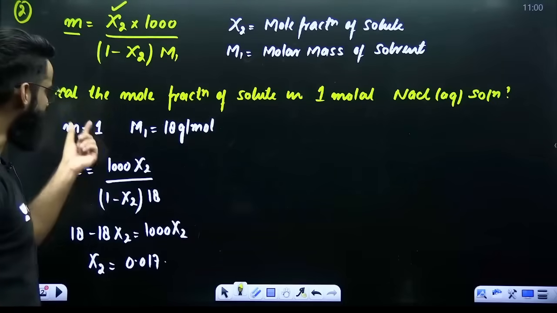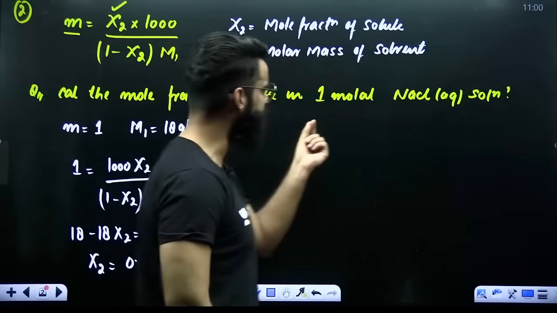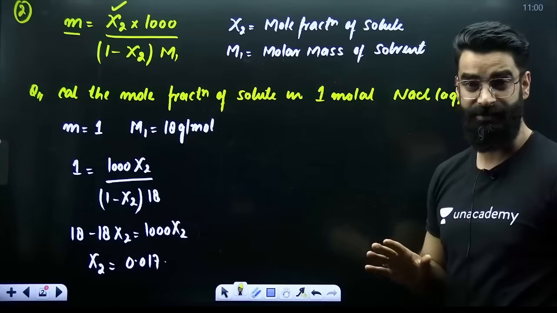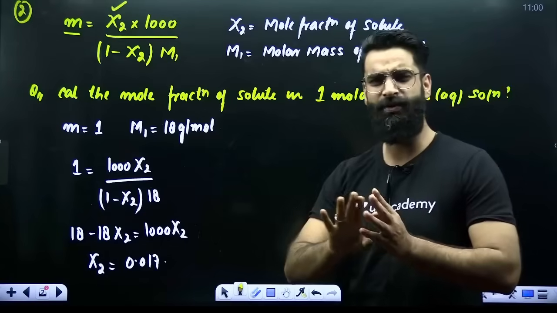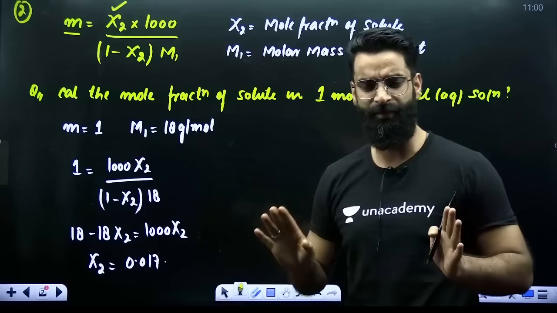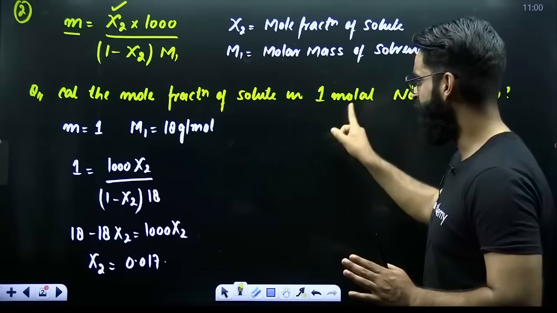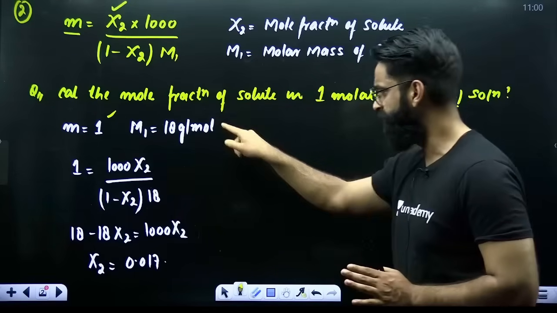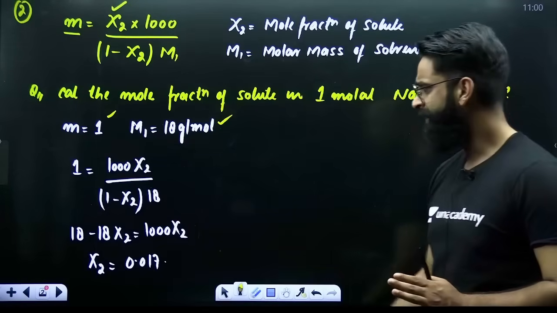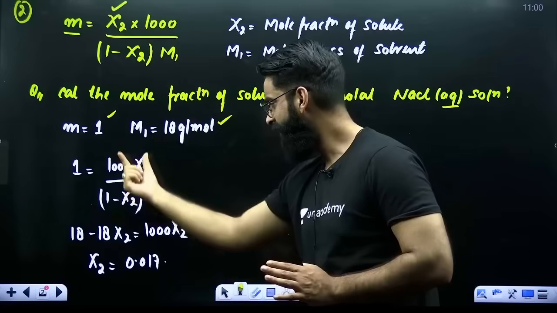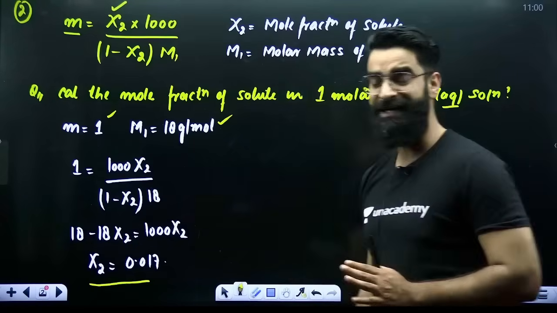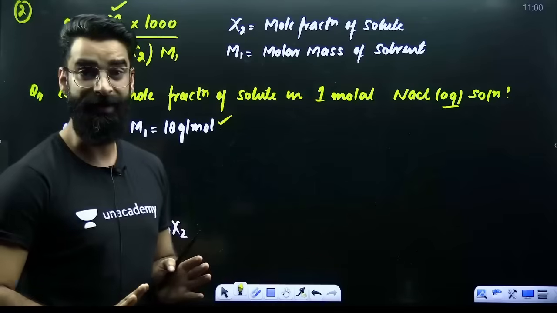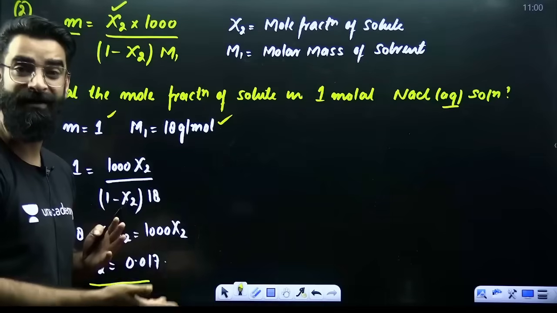Okay. For example, the question is: calculate the mole fraction of solute in 1 molal NaCl aqueous solution. You are not supposed to use any brain in this question. Just remember the formula and use that. I'm given the molality of the solution as 1. Since it is an aqueous solution, the solvent is water. Molar mass of solvent is 18. So use the result which I mentioned here. After solving, you can easily get the mole fraction of solute, which comes out to be 0.017. Now, the question can be asked in the reverse manner as well.